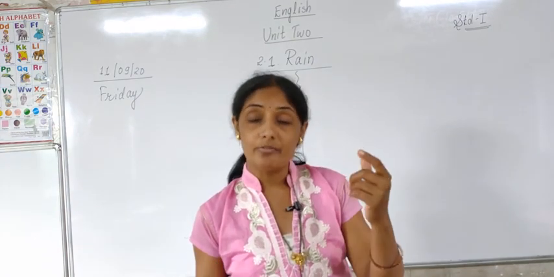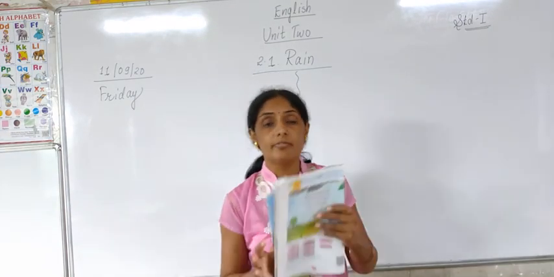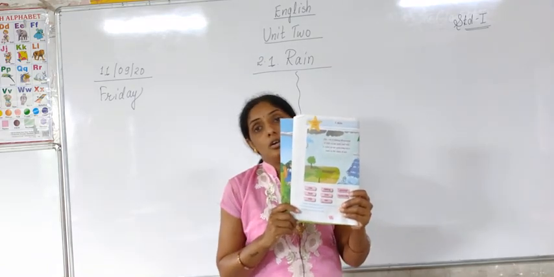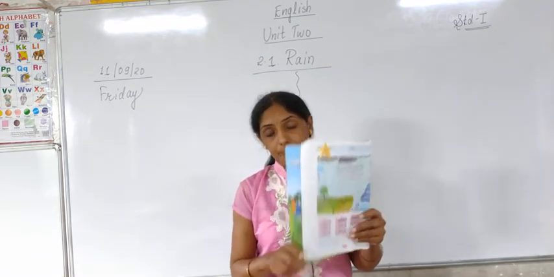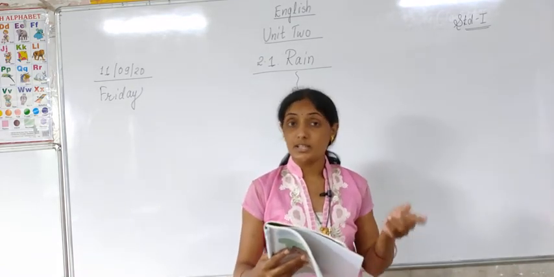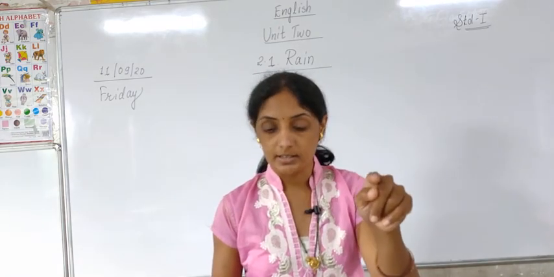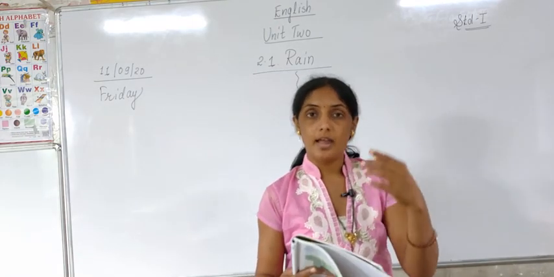So what to do? You have to take out your book and in your book here it is given unit 2, 2.1 rain. I will sing now. Listen, it is told, then you do the work of listening. Okay, what you have to do is the work of listening. I will sing the poem.